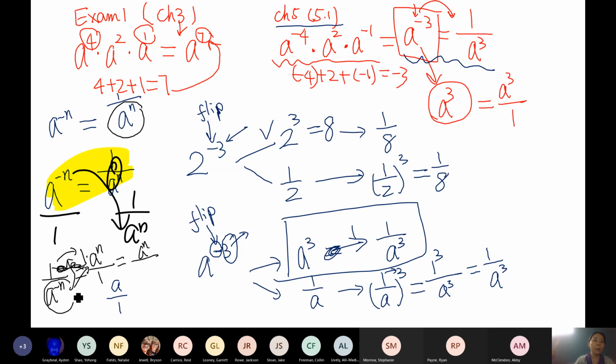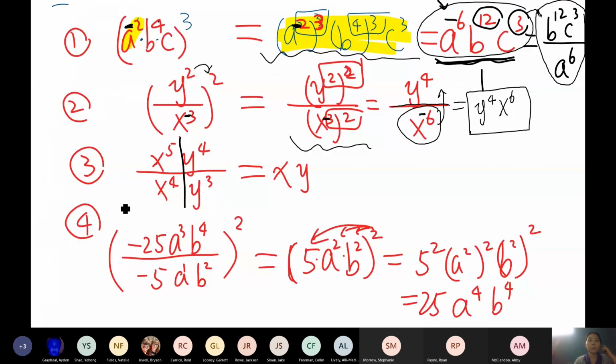But the bottom, after you flip it, you actually have an invisible 1 in front of it, right? So you can put a 1 there or just omit it. So when we do flipping, if it's on the top, you flip to the bottom. If it's on the bottom, you flip to the top. So now we go back to number 3. Any questions about number 2, especially about the flipping part?